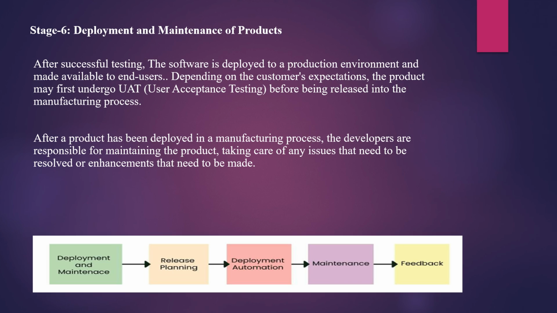It is something like user acceptance testing is done on the user's side, on the stakeholder side, you can say. So then if it performs well, then the organization sends the product as a whole. However, after the product has been deployed in a manufacturing process, the developers are responsible for maintaining the product, taking care of any issues raised by the testers, and that need to be resolved or enhancements need to be done. So these are all done in the maintenance part.